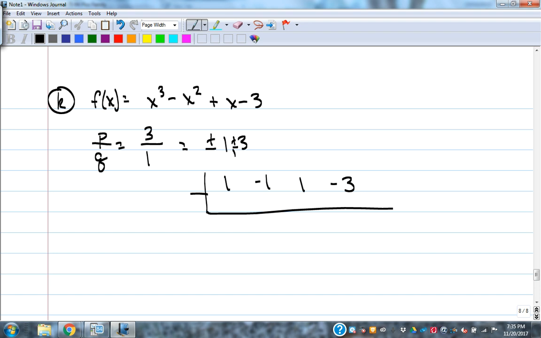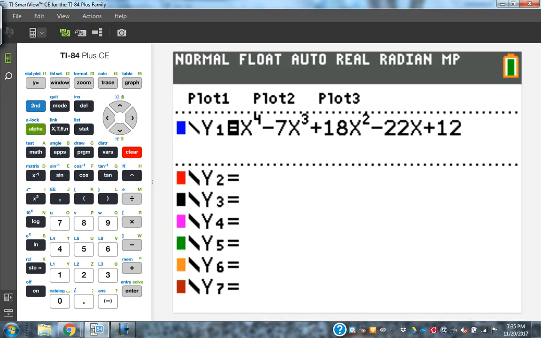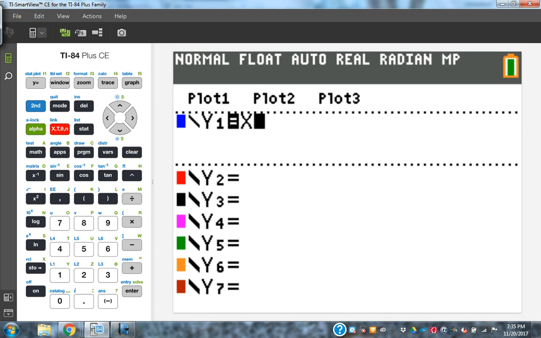That works out real nice because I don't have a whole lot to choose from. But I still go through the process the same way. Once I get my P over Q list, what's the next thing I do? Graph it. Graphing x to the 3rd minus x squared plus x plus 3.